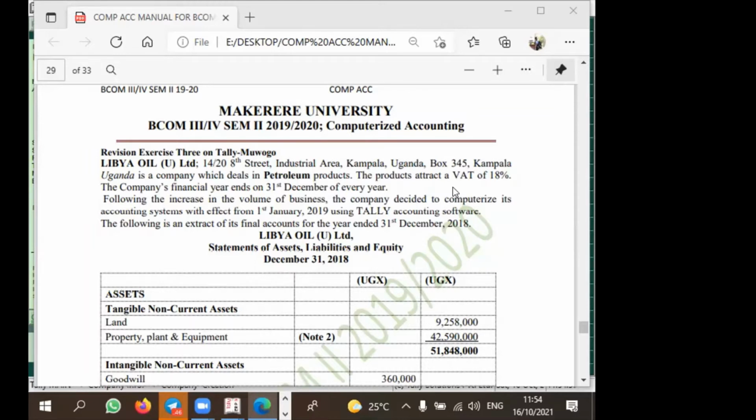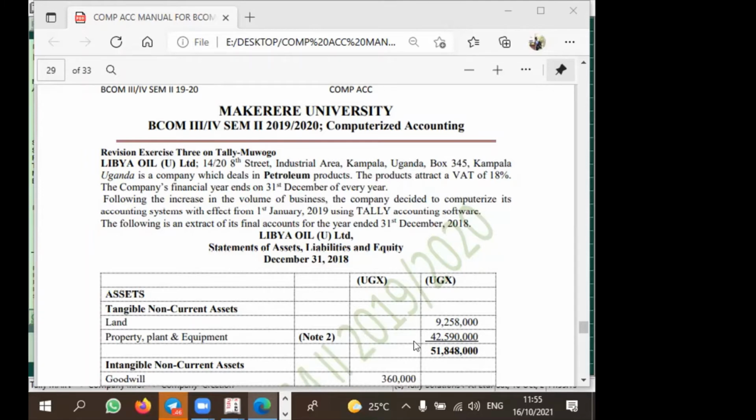Uganda company which deals in petroleum products. The product attracts VAT of 18%. The company's financial year ends 31st December of every year. That means it starts from 1st January of every year. Following the increase in the volume of business, the company decided to computerize its accounting systems with effect from 1st January 2019 using Tally. So that is our start date. The following is an extract of its final accounts for the year ended 31st.